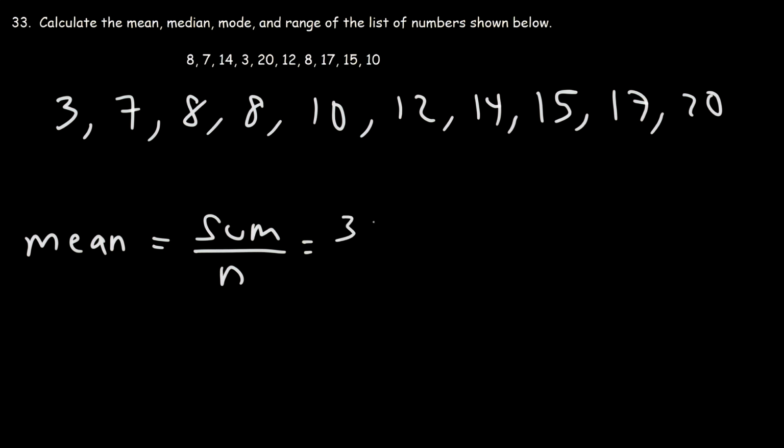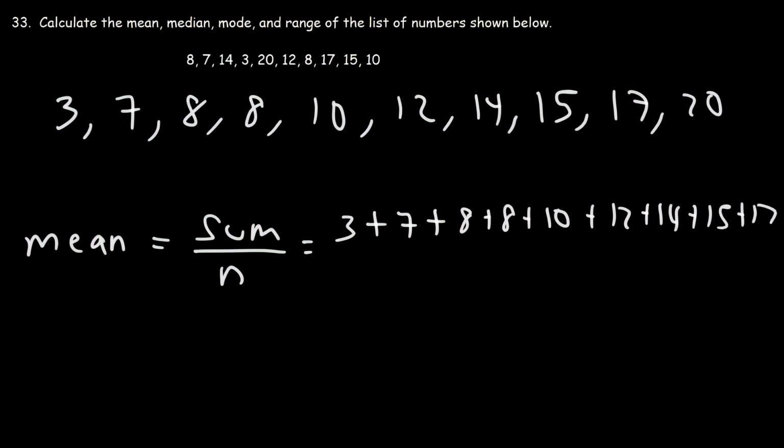So we need to add up 3, 7, 8, 8, 10, 12, 14, 15, 17, and I'm running out of space, so I'm going to put it on top here, 20. So n is the number of data points in our list. So there's 10 numbers in the list. So n is 10.